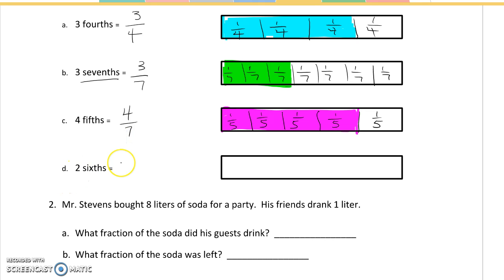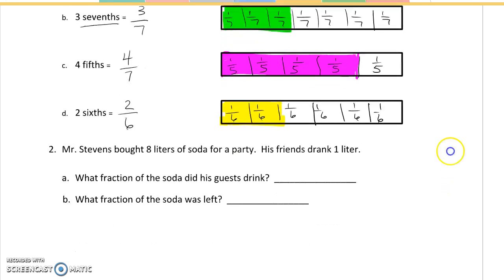And the last one, 2/6. All right, good. An even number. I like those better. So I'm going to divide it in half and then make each section into 3 pieces. So 1, 2, 3, 4, 5, 6. And each one is 1/6. And I need to shade 2. So here's my 2. So my fraction is 2/6. Very pretty. All right, number 2.